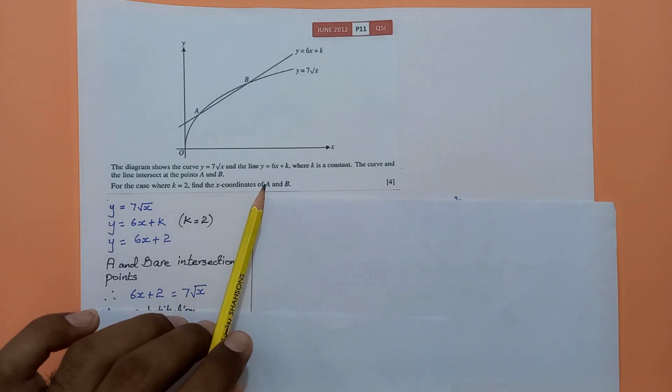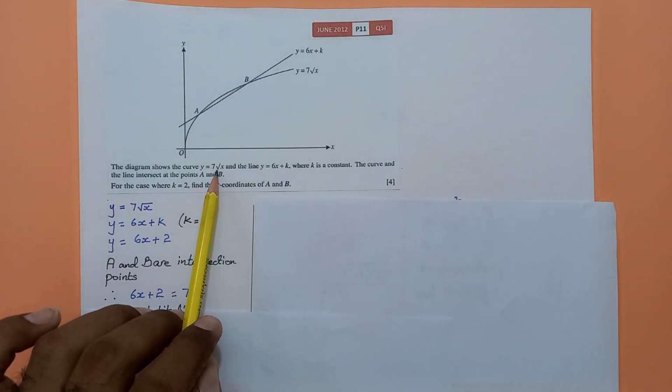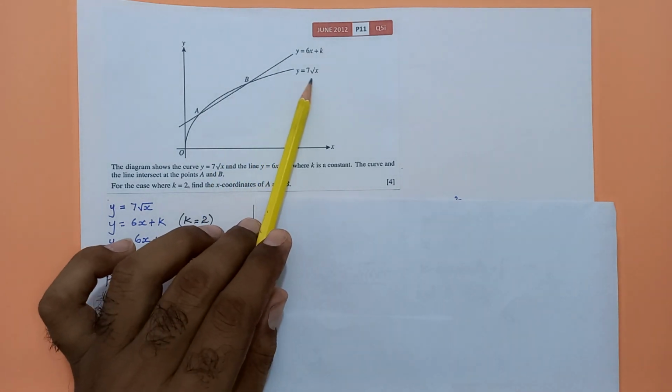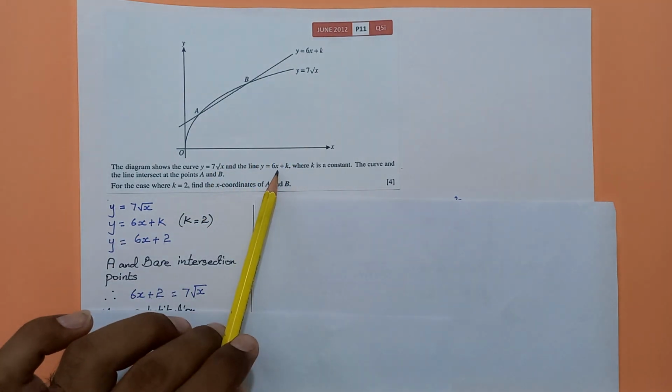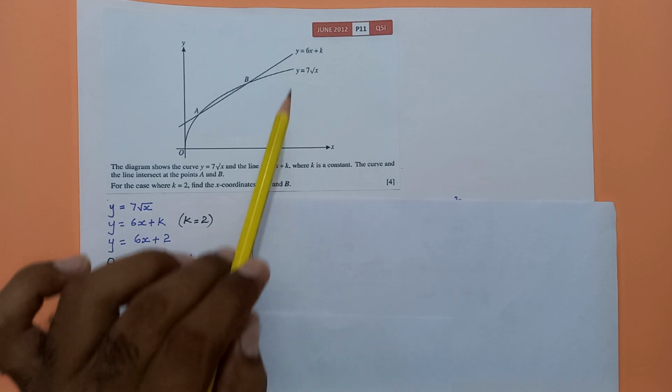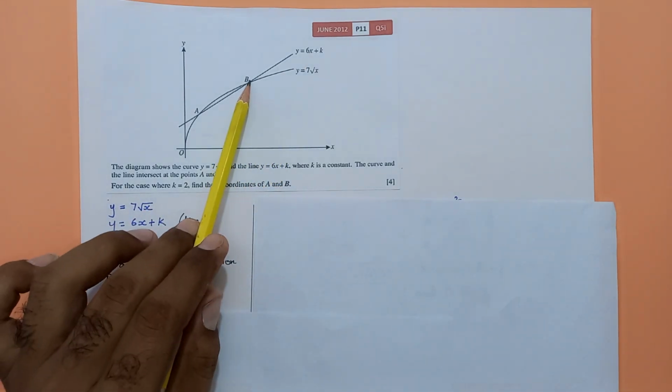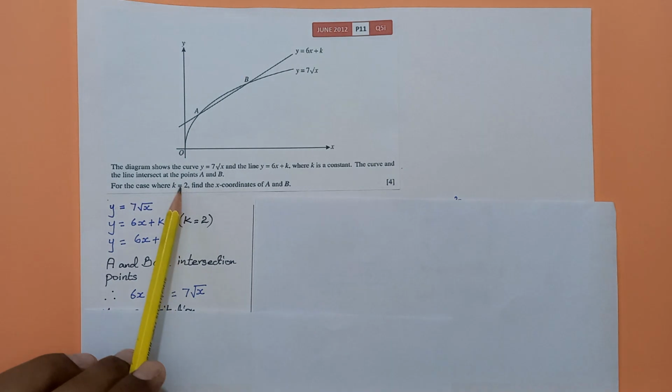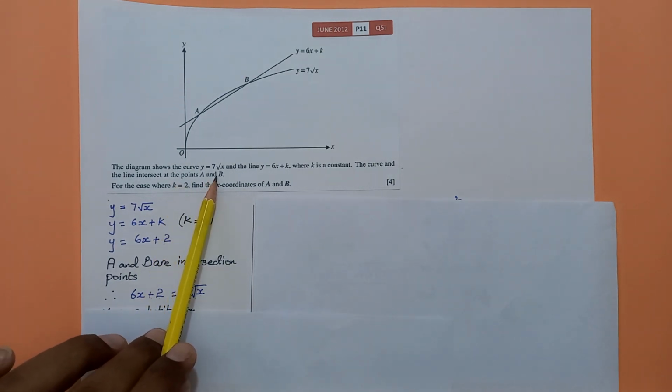statement is written, it is very clear from the graph that the equation of the curve is y equals 7 root x, the equation of the line is y equals 6x plus k, and they both intersect at 2 points A and B as per the statement.